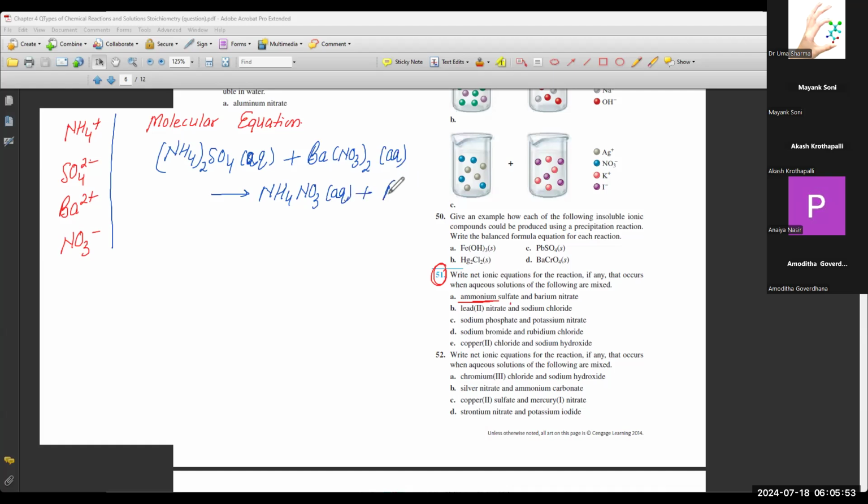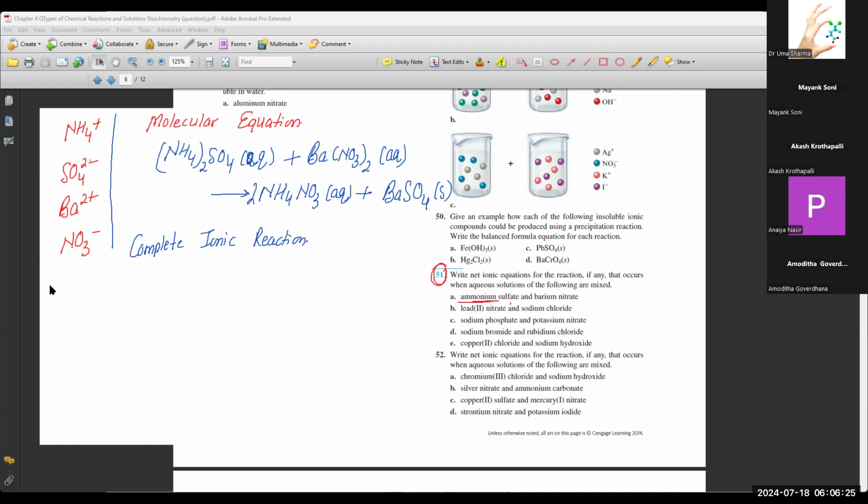Plus, see, children, how Ananya is telling me both the things together. So which one is weak electrolyte here? Yes. Now balance the equation. Balance the equation. Add 2 here. Very good.